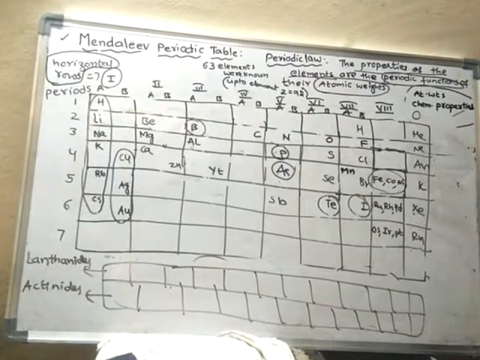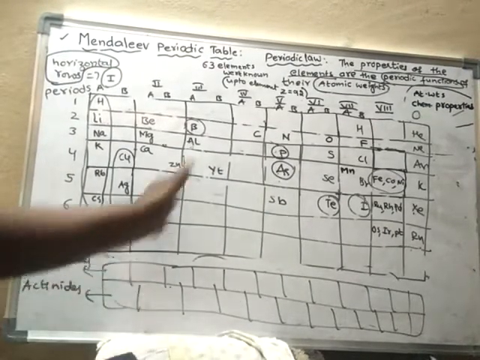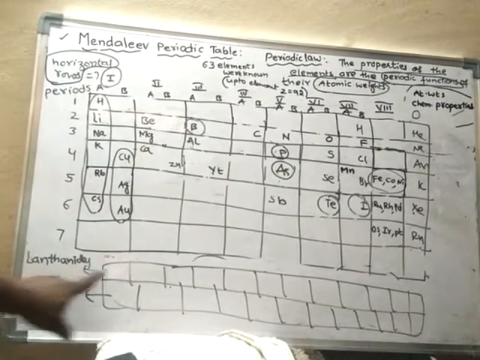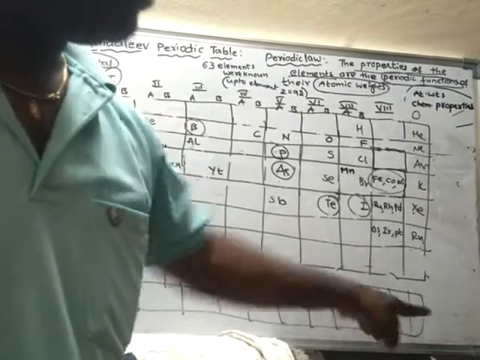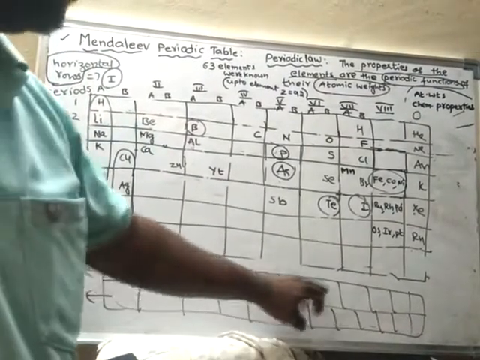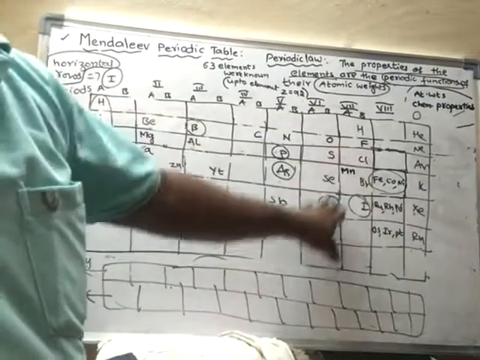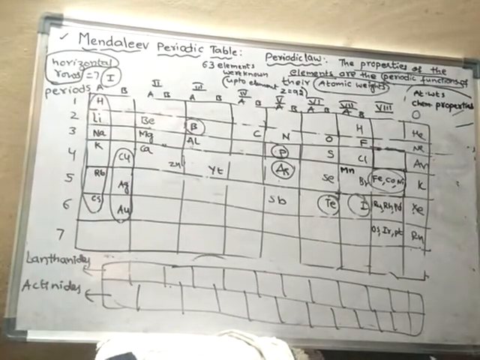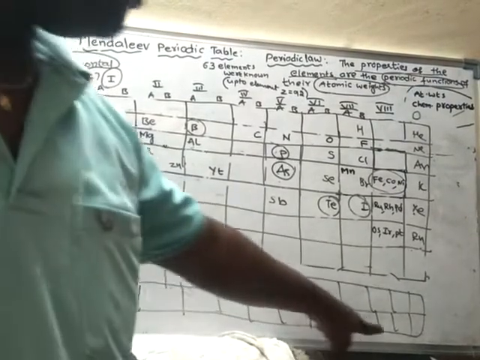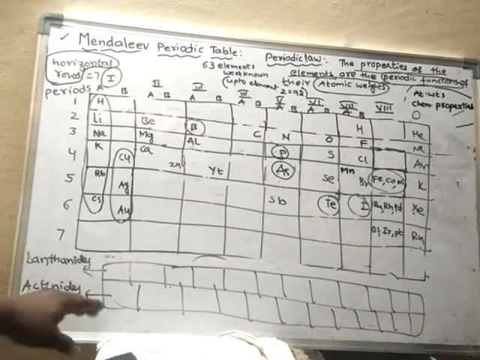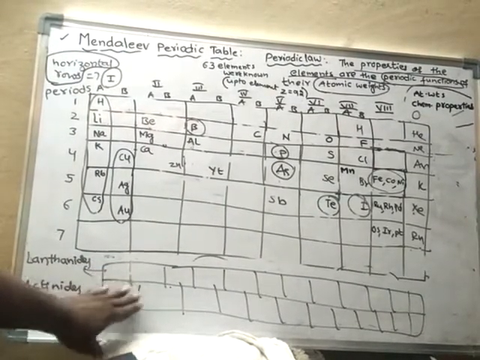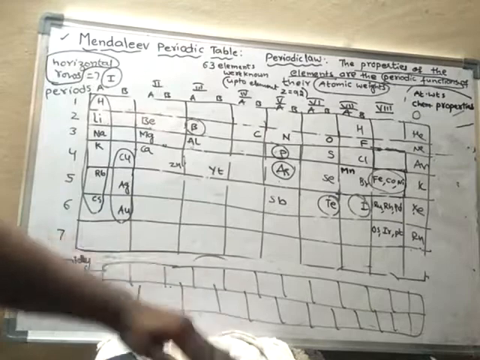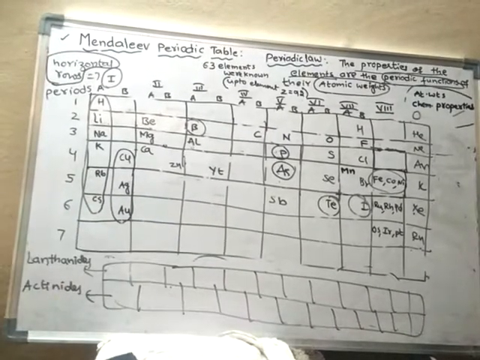In the modified periodic table, these were separated from the main table and kept below the table, because these 14 elements show similar properties, and their properties do not match with the properties of the other elements. And actinides also show similar properties. Hence, as the properties of lanthanides and actinides are not matching with the properties of other elements in the table, they were taken out and kept separately below the table.